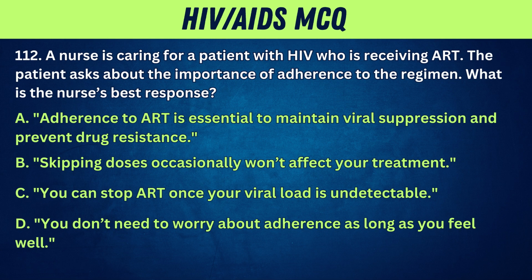112. A nurse is caring for a patient with HIV who is receiving ART. The patient asks about the importance of adherence to the regimen. What is the nurse's best response? A. Adherence to ART is essential to maintain viral suppression and prevent drug resistance. B. Skipping doses occasionally won't affect your treatment. C. You can stop ART once your viral load is undetectable. D. You don't need to worry about adherence as long as you feel well.